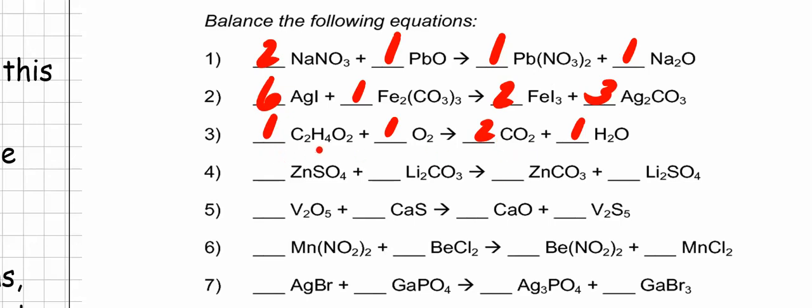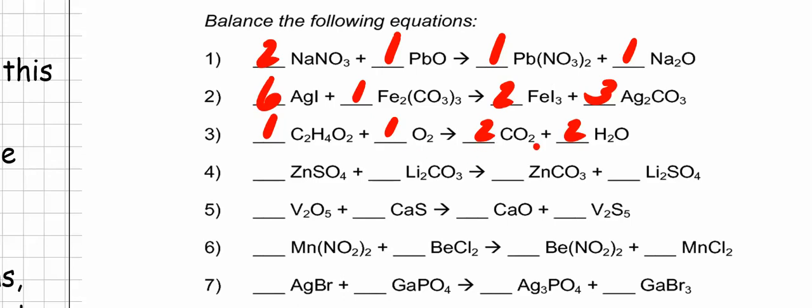Move left to right. How many hydrogens here? 4. How many hydrogens over here? Only 2. Fix it. Make this a what? 2 times 2 is 4. Start all over. 2 carbons here, 2 carbons there. 4 hydrogens there, 4 hydrogens there. How many oxygens? 2 here, 2 here. That's 4 oxygens over here.